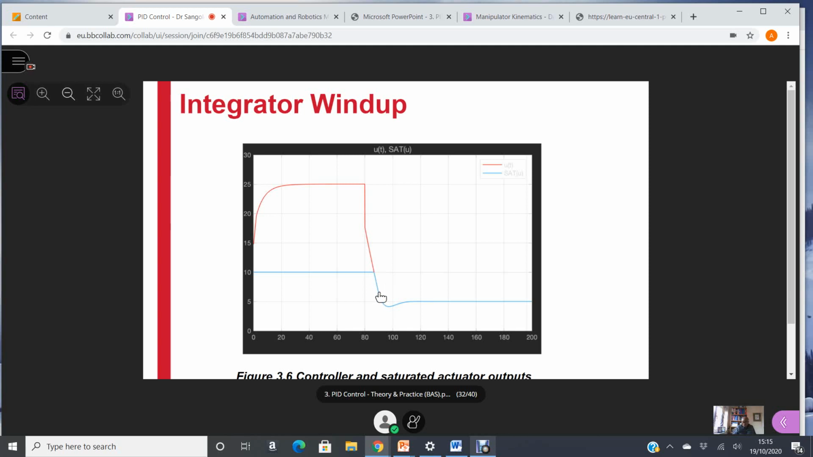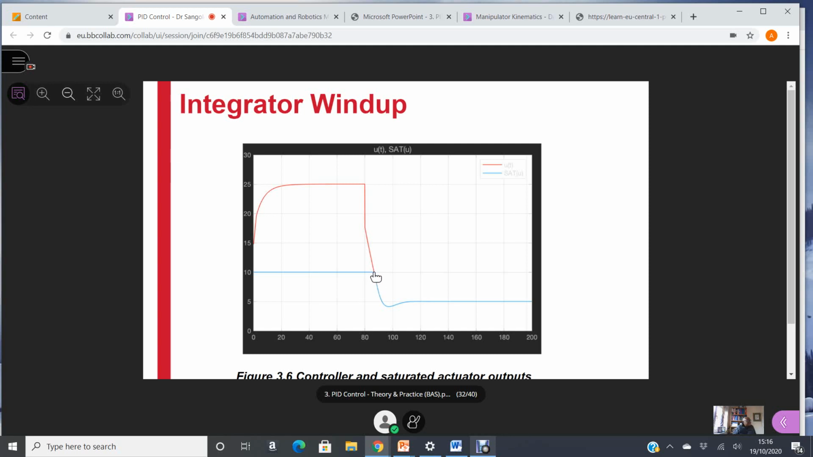So the limits of the actuator in this particular case, I've lost my ability to move my mouse. It's frozen. Right, so my mouse is frozen right now. Okay, so back.